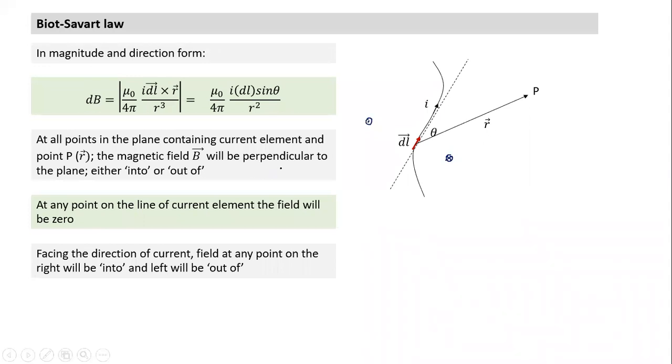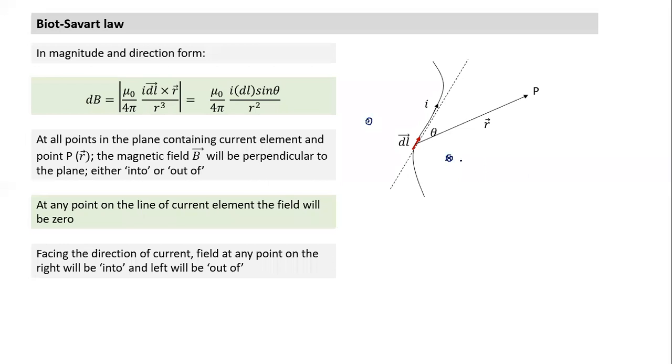Whenever we come across a situation where the figure drawn is not in 3 dimensions, but is a plain 2-dimensional figure, and the 2-dimensional figure contains the point at which the field has to be calculated. It also contains the current element. In that case, the field at any point, except for a point lying on the line, will be perpendicular to the plane of the paper. So I can indicate the direction, which is a very common way to indicate direction.